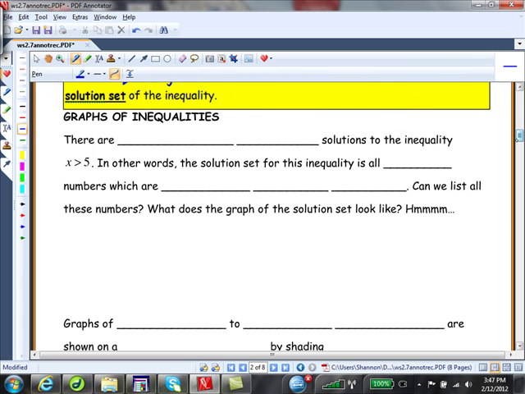Now, graphs of inequalities. There are infinitely many solutions to the inequality x is greater than 5. In other words, the solution set for this inequality is all real numbers which are greater than 5.